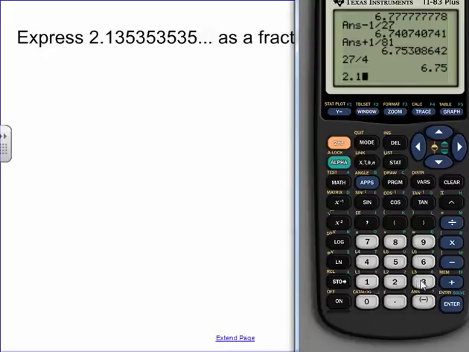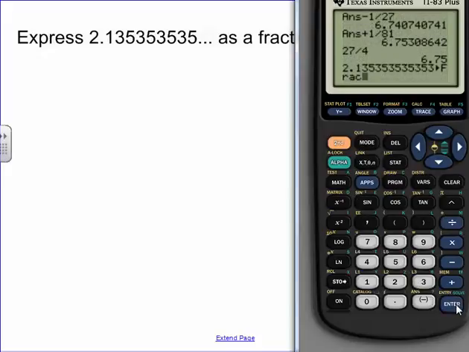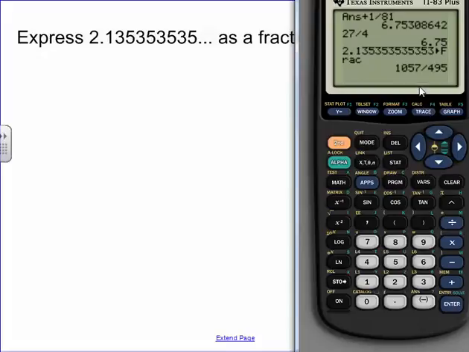Take 2.135335335. And then if you were to press the math fraction button, that may give you a fraction here. And we kind of know the answer going in. It hopefully is going to be 1057/495. But I want to show you how your calculator is doing that using calculus, because it's not magic. It's using calculus to do this.